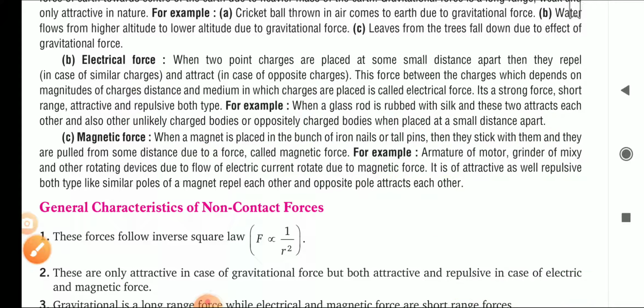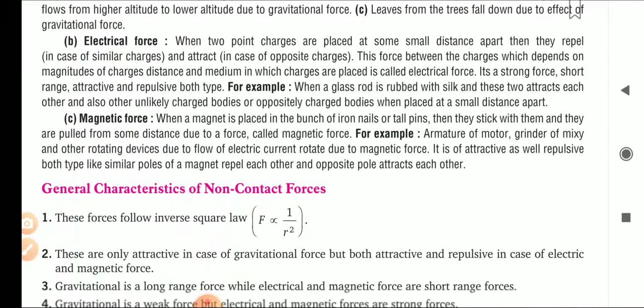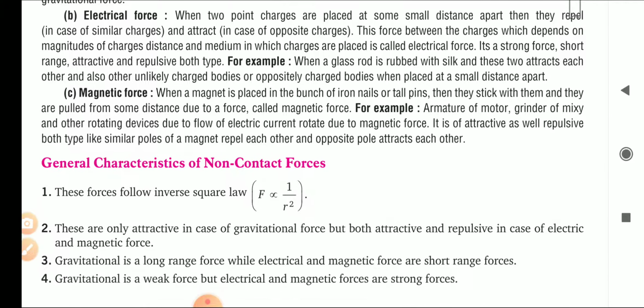Okay. Now magnetic force. When a magnet is placed near a bunch of iron nails or tail pins, they stick to it and are pulled from some distance due to a force called magnetic force. For example, the armature of a motor, the grinder of a mixie and other rotating devices rotate due to the flow of electric current, due to the magnetic force. It is both attractive and repulsive: similar poles of a magnet repel each other and opposite poles attract each other.